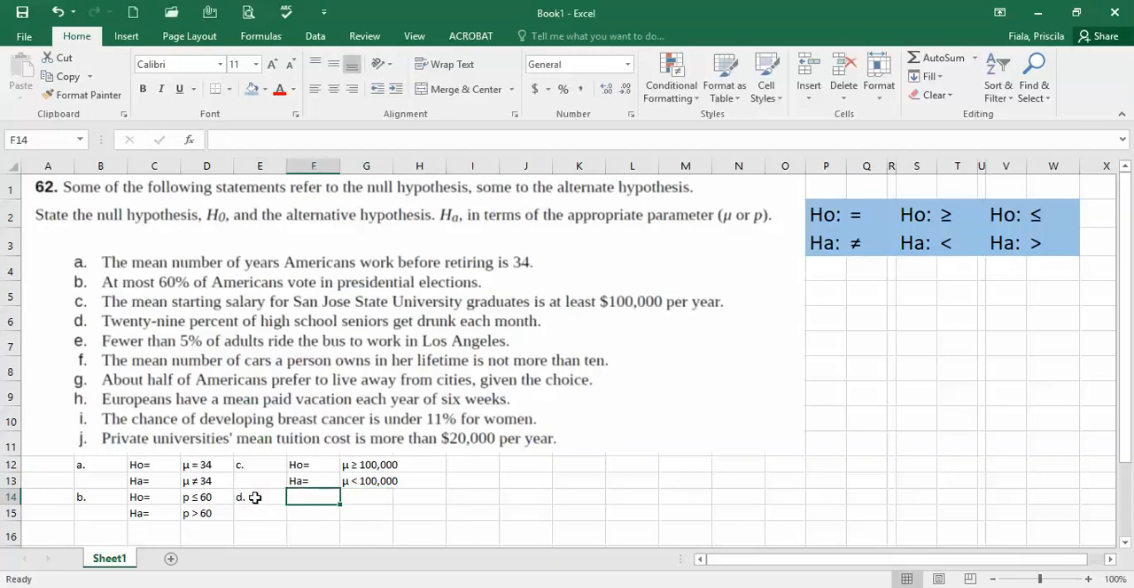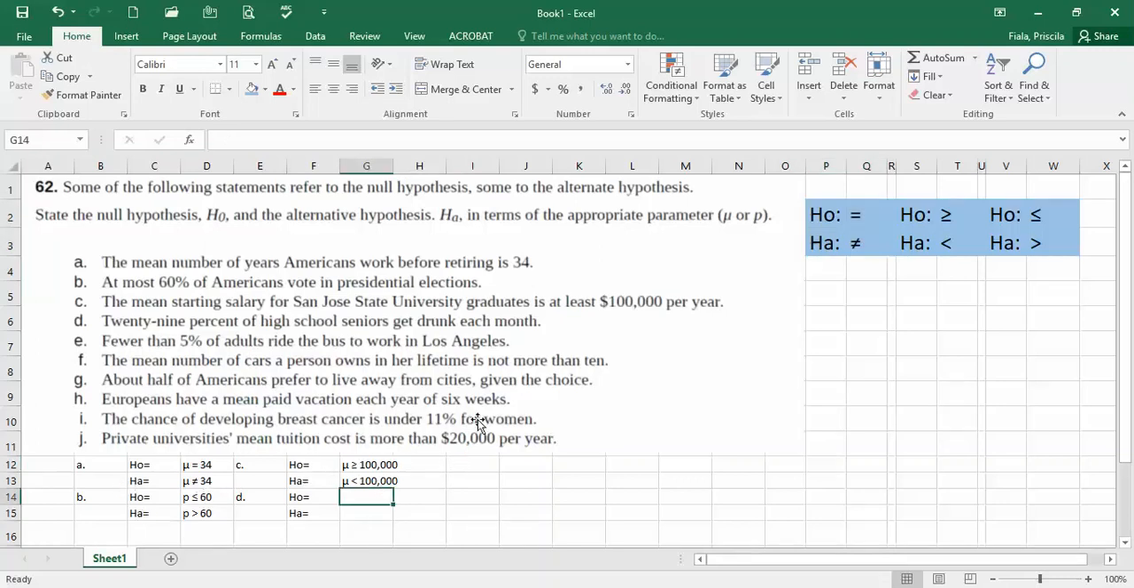Let's try D. And I wish this was an exercise in class that you could follow along with me instead of just me telling you everything. So right here is 29%. We're talking about the proportion of high school seniors who get drunk each month. It's telling you the exact amount, 29%. So we know we're dealing with a proportion, but which one out of all these three? We have the equal sign over here. So if your null is equal, your alternative is different.